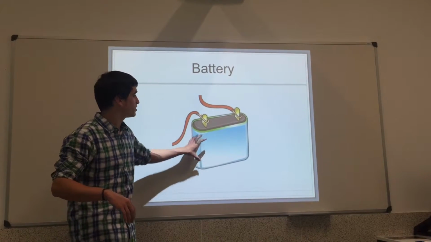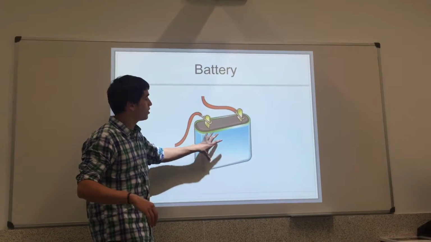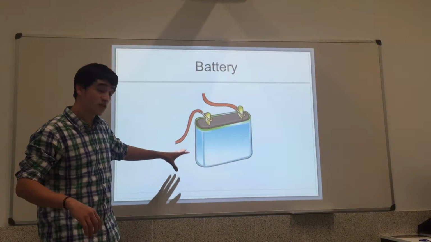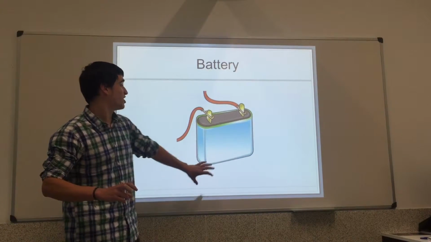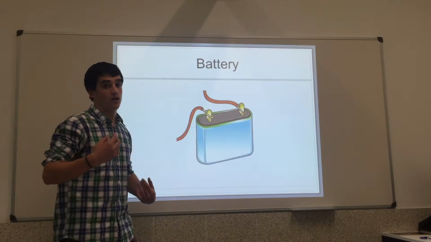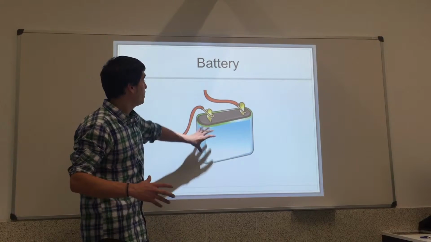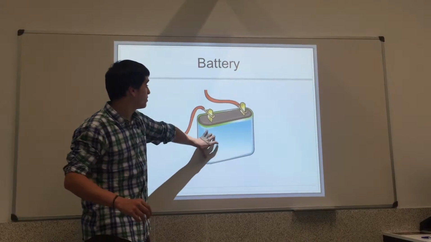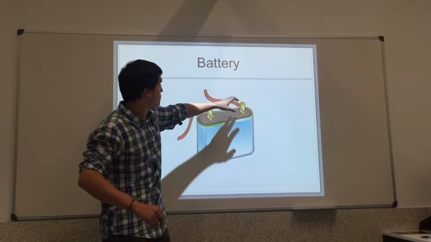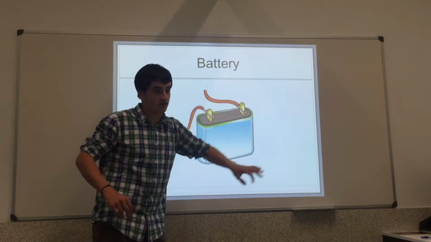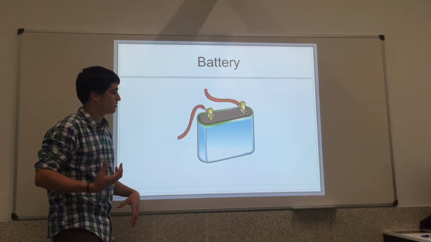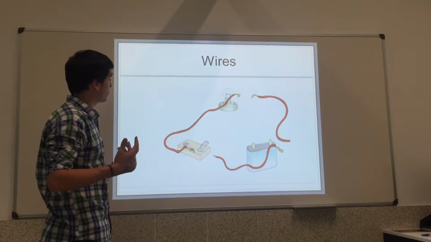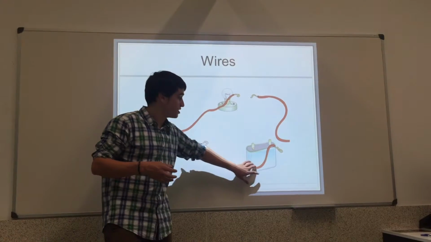The first part of the circuit is the battery, or what we also call generator. We call it generator because the energy or the electricity or electrical energy is stored here in this battery, and then from here it goes to the rest of the circuit through the wires. So that's why we call it generator. Now, the next part of the circuit are the wires.